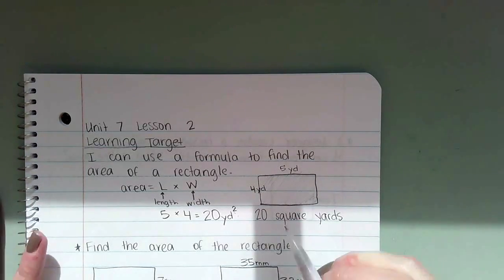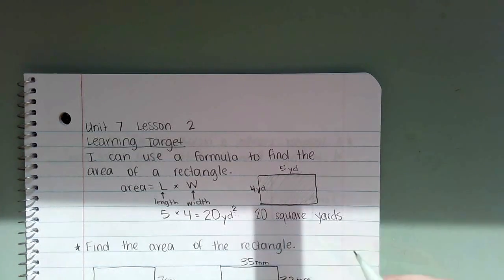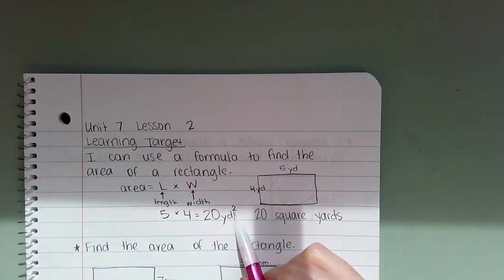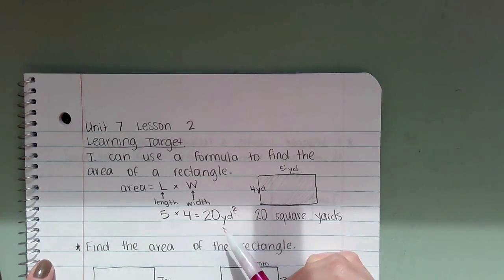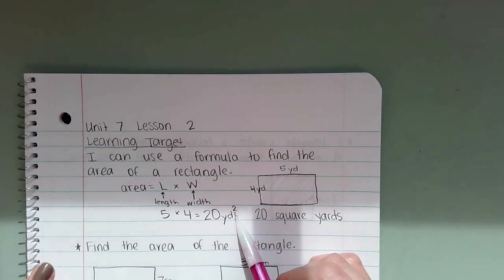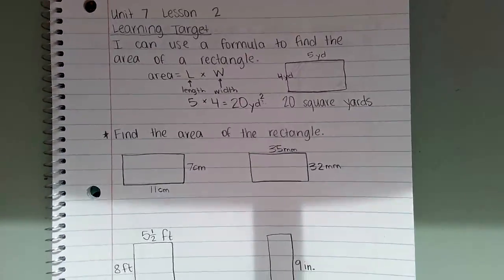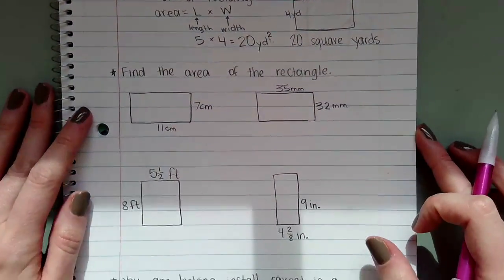If you don't like the way the little 2 looks, when you're older, you'll have to use the little 2, but I will allow either way. I will probably use the little 2 to show my answer. Now let's go on to find the area of some of these rectangles.